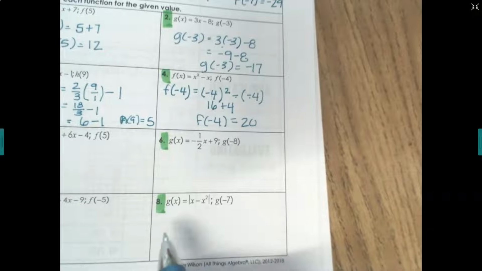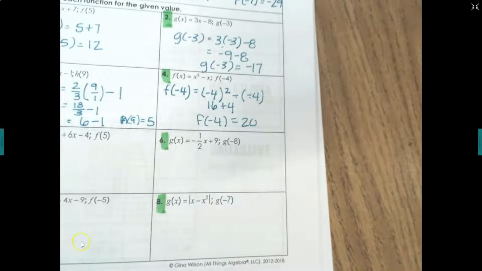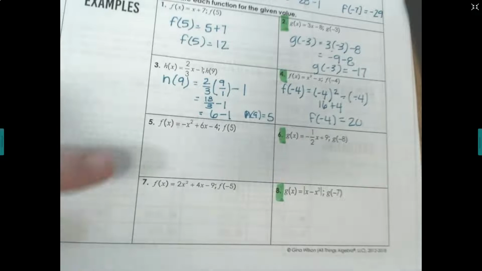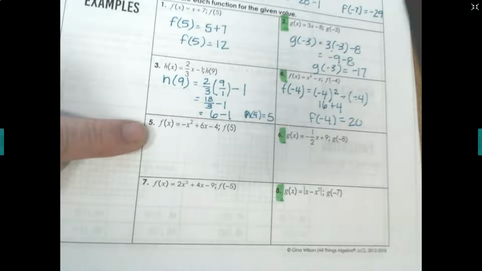Okay, I'm going to show you how to do this on Desmos now. We did a few by hand. Now I'm going to show you how to do this on Desmos. So take a second and pull out Desmos so you can try it also. All right, so we're going to do number 5 in Desmos.